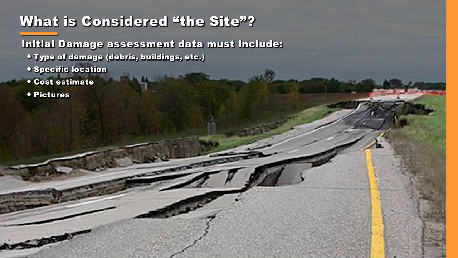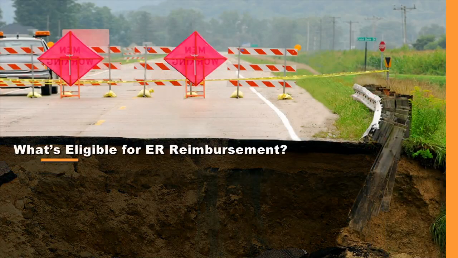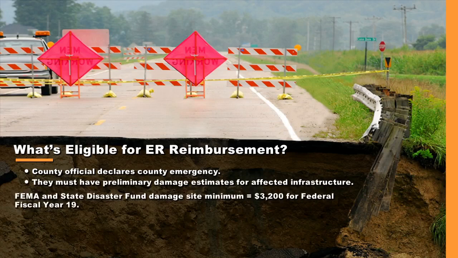Before moving on to estimating costs, let's review the right-of-way elements that are eligible for emergency relief funding. Remember, before being considered for emergency relief funding, a county official has to declare a county emergency. To do that, they must have preliminary damage estimates for affected MnDOT and county infrastructure. For FEMA and state disaster fund damage, the site minimum for these programs is displayed. For FHWA-ER, the site minimum is $5,000.